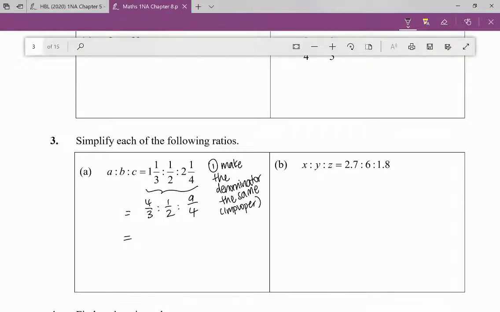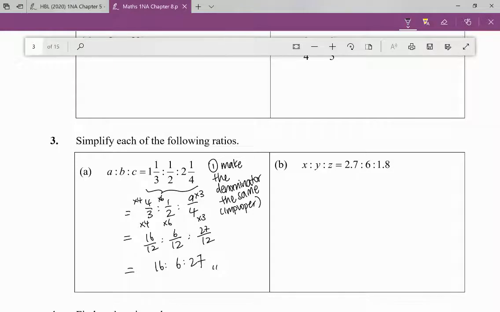So I'm going to make the denominator the same. So I have 3, 2, and 4. The lowest common multiple is actually 12. So times 4, times 6, times 3. So I'll get 16 over 12, 6 over 12, and 27 over 12. Once the denominator is all the same, I can just take the numerator. So that is my first answer.